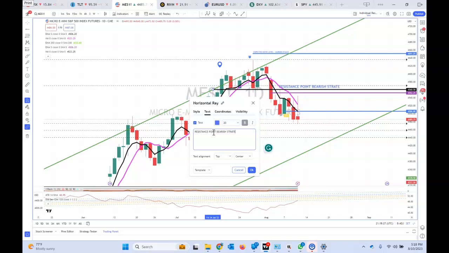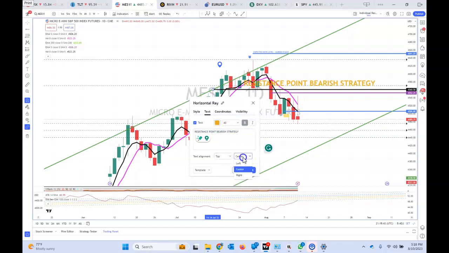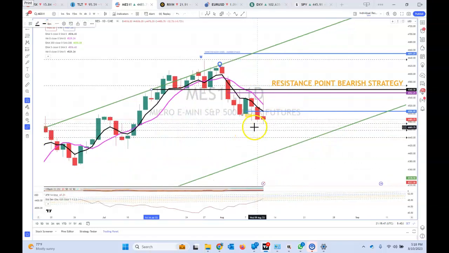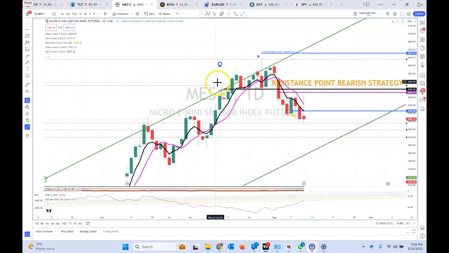Strategy. All right. So I'm going to make that nice and big. Can't miss it. Make it yellow. Maybe orange. See it a little better. All right. Let's align that to the right. There we go. All right. So there we go. We have a line here, a red tape. So that's at 45.60.